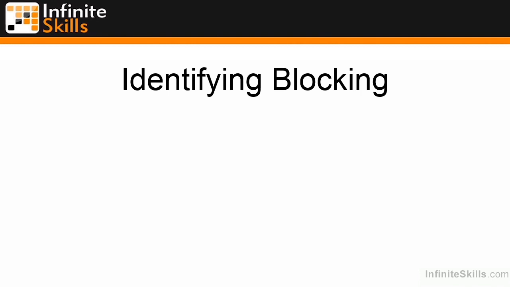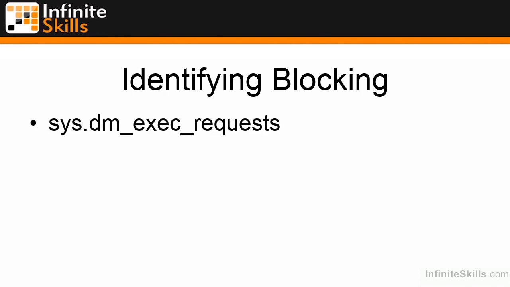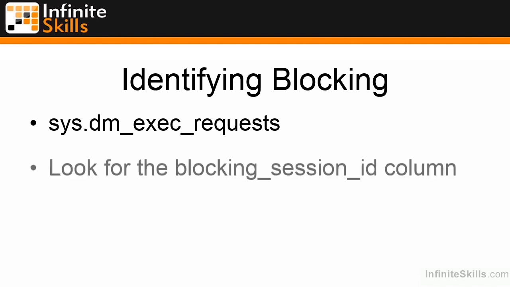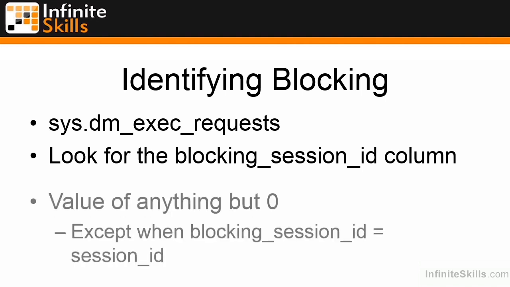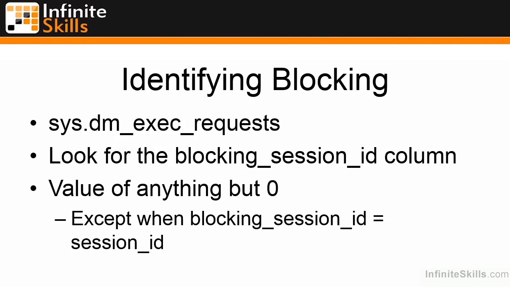Identifying blocking is actually fairly easy. We can simply run the sys.dm_exec_requests dynamic management view, and we can look for the blocking session ID column. This is going to tell us who's doing the blocking. Basically, anything that's got a value other than 0 is a session being blocked. Now, the exception to that is if the blocking session ID is equal to the session ID. This means we've got a parallelism problem, not a blocking problem.